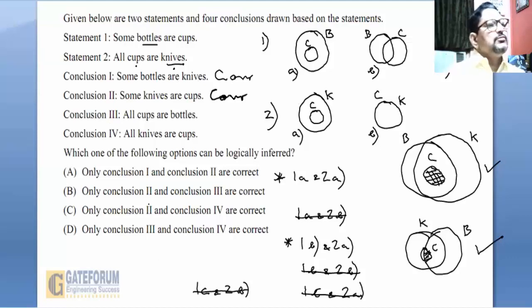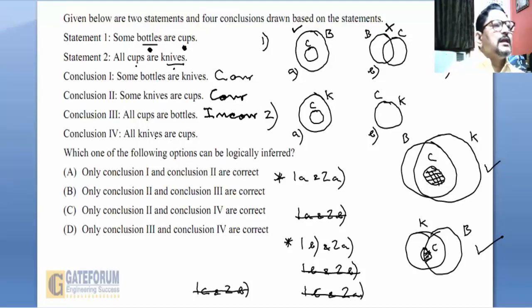Let us now go to conclusion 3. All cups are bottles. You see here, cups and bottles are in the same statement. So if we look at statement 1, all cups are bottles is absolutely true here. But is this true here? No. All cups are not bottles. So we need not research the next. If one is untrue, then we will say that this is incorrect.